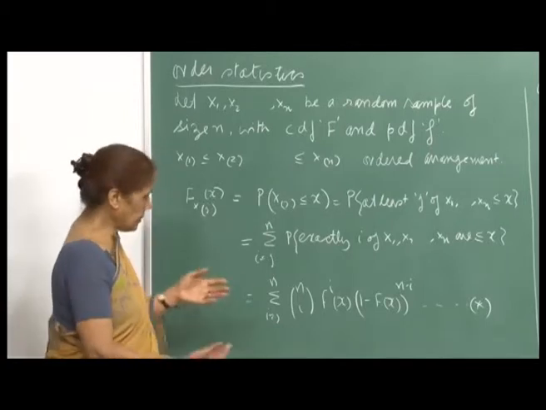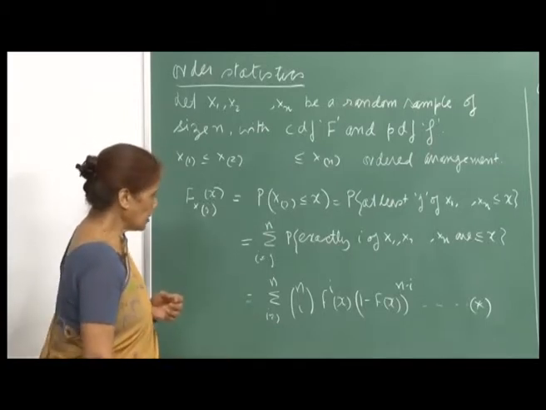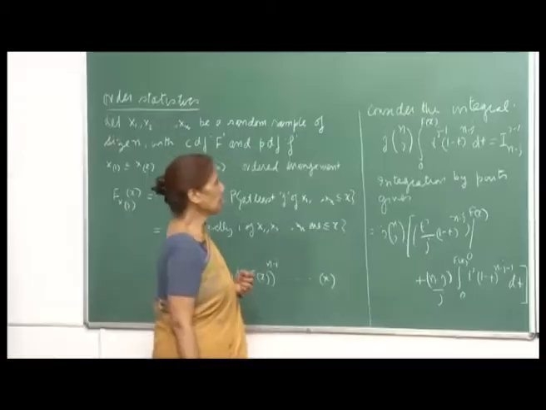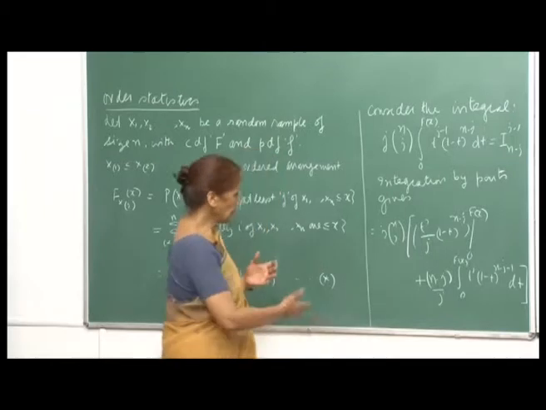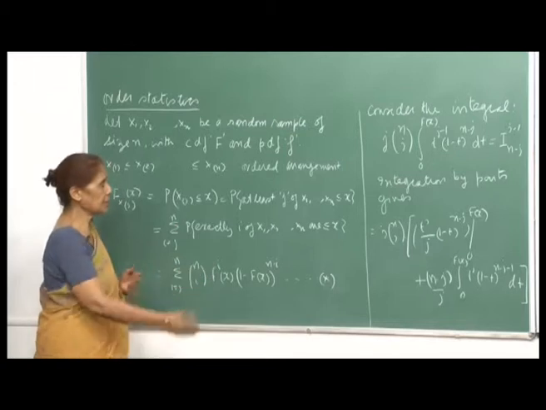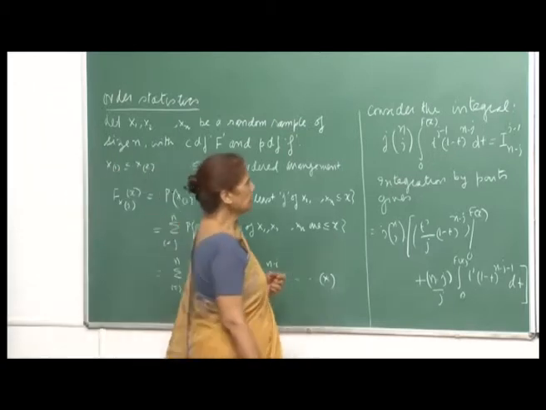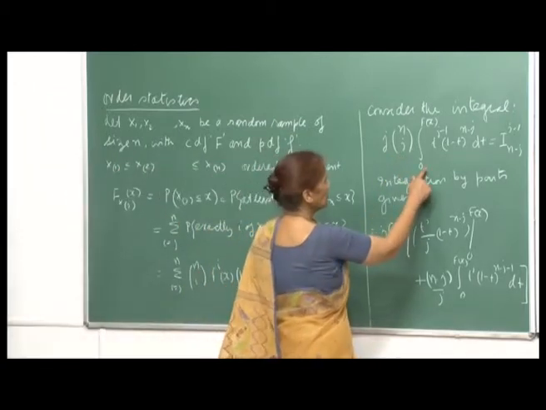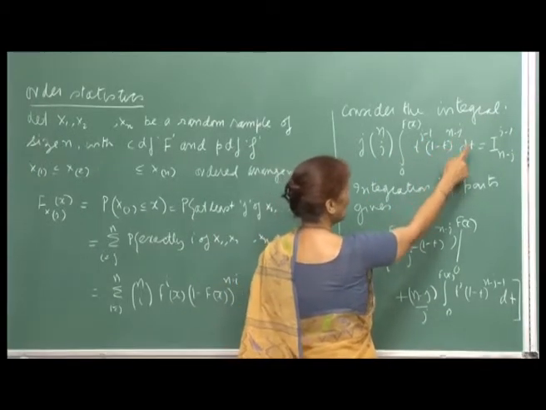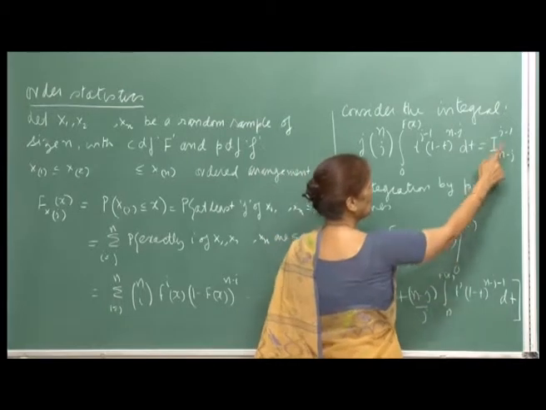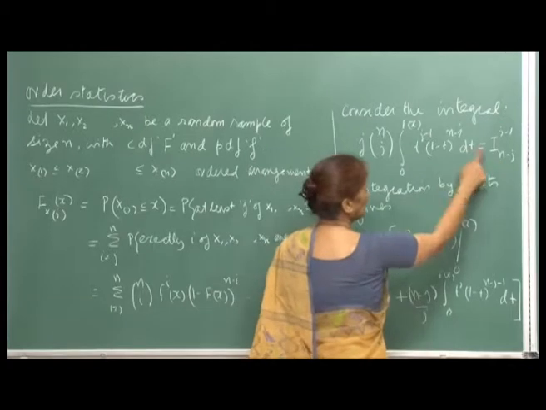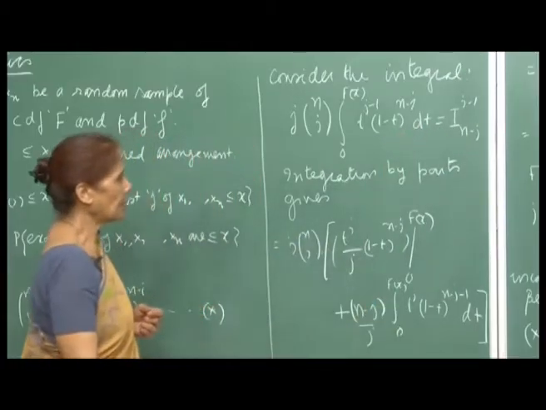And now let us give it a more concise form, because this is of course very unwieldy. Now consider this integral, and this is where you should see how we can relate summations with integrals. Consider the integral n C j times the integral from 0 to F(x) of t raised to j minus 1, times (1 minus t) raised to n minus j, dt, and let me call this integral I(j minus 1), with index j minus 1 on t and n minus j on the power of 1 minus t.